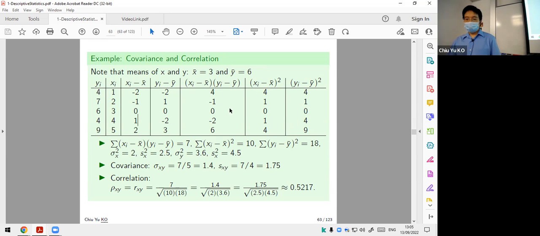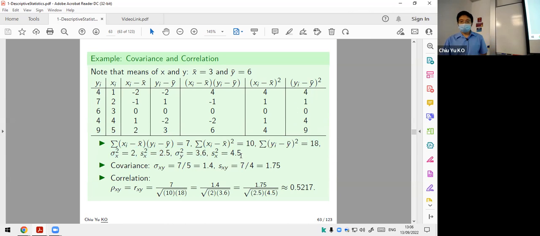Now, you add up everything. In the 5th column, you get 7. Everything in the second to last is 10, and then the last one is 18. Okay. In this way, you can calculate the population variance. Why is it 10? Because you have 5 observations. 10 divided by 5 is 2, right? And for the sample version, instead of 5, you divide by 5 minus 1, which is 4, which gives 2.5. Okay. And the population variance of y will be 18 divided by 5, which is 3.6. And then the sample version will divide by 4, which is 4.5.